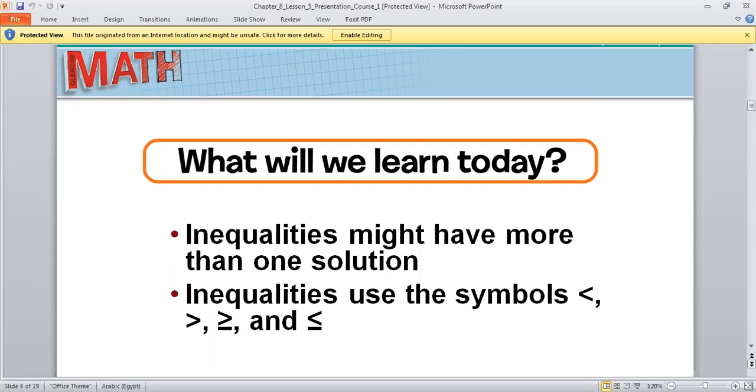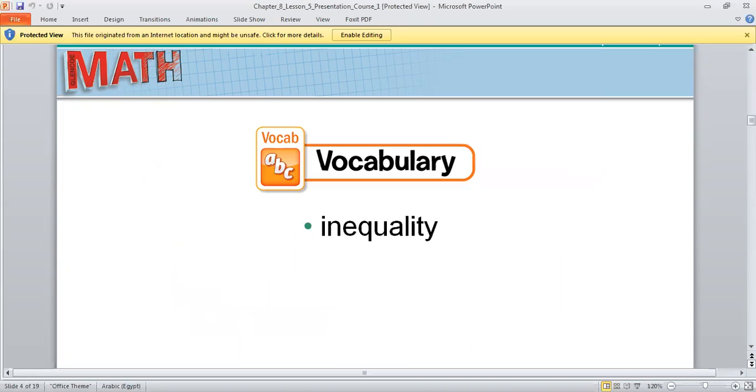Okay? Now we need to go to another slide. The new slide will be talking about the new vocabulary of this lesson. The new vocabulary of this lesson will be what? It will be inequality. So be with me because this lesson is very important.